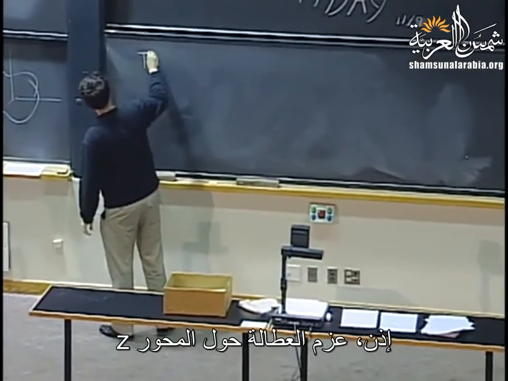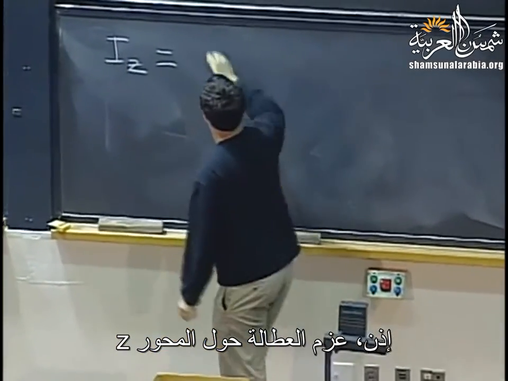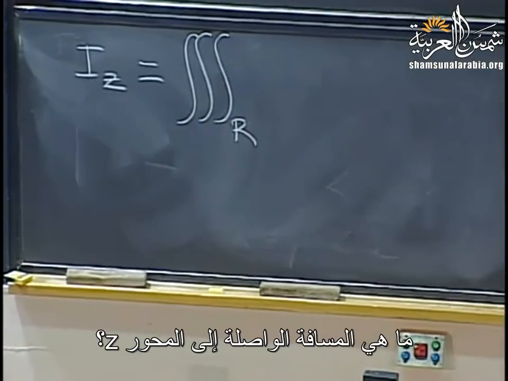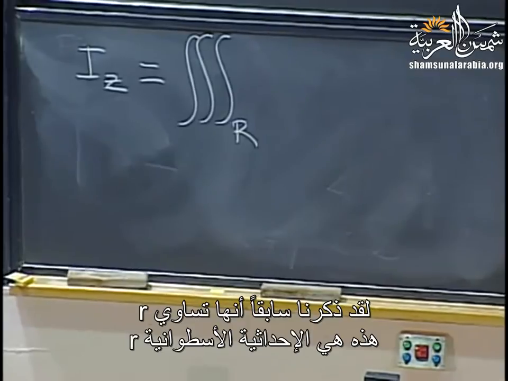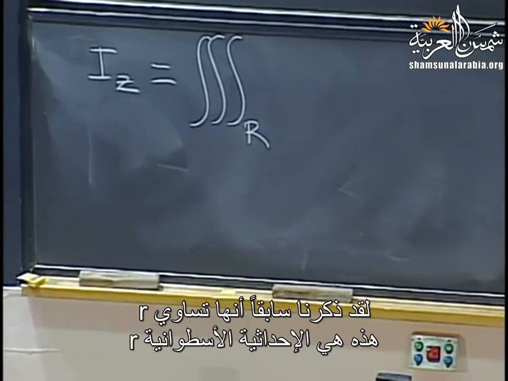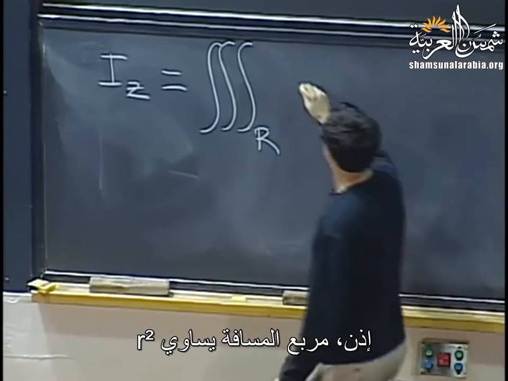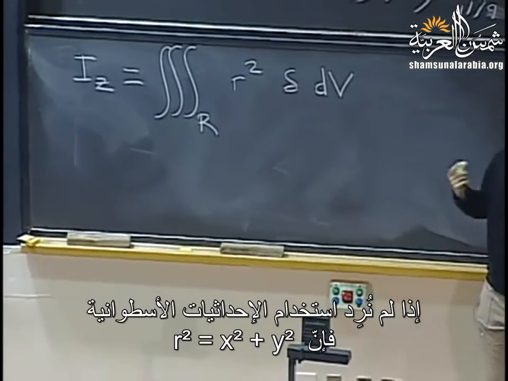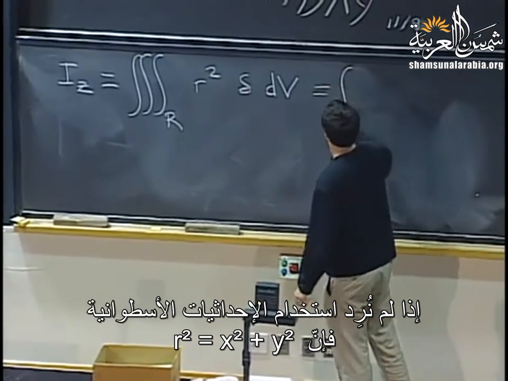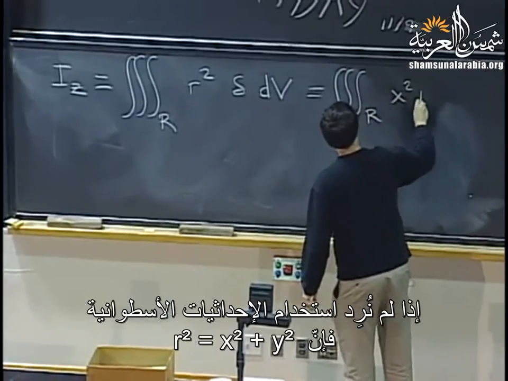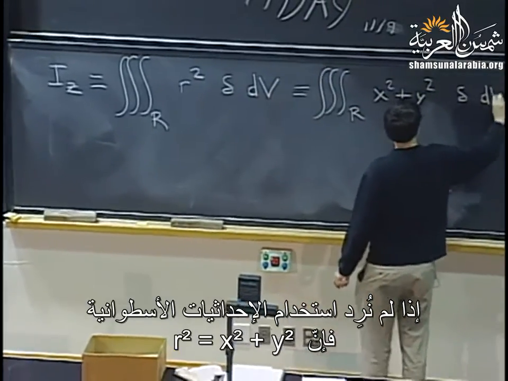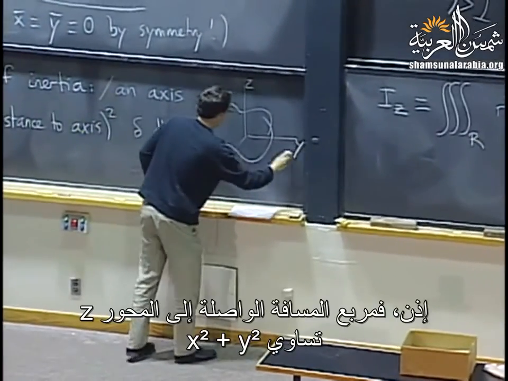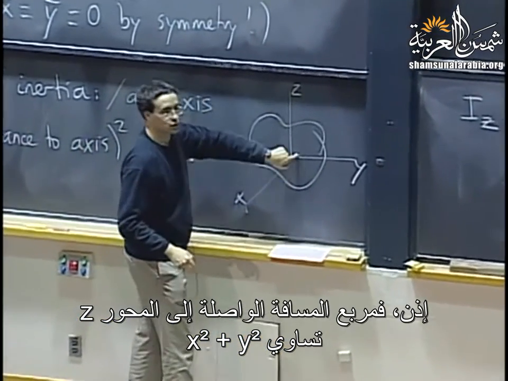Okay, so moment of inertia about the z-axis. What's the distance to the z-axis? Well, we've said that's exactly r, the cylindrical coordinate r. So the square of the distance is just r squared. Now, if you didn't want to do it in cylindrical coordinates, then of course r squared is just x squared plus y squared. The square of the distance from the z-axis is just x squared plus y squared.